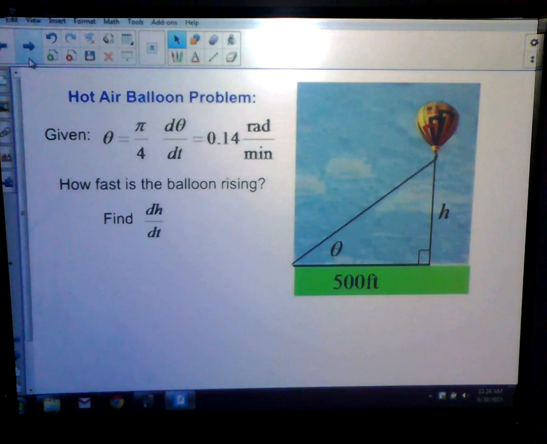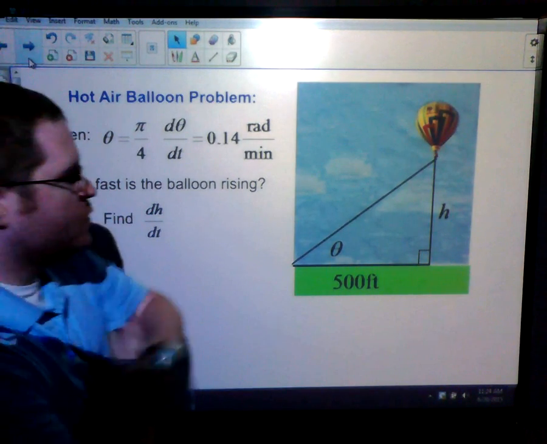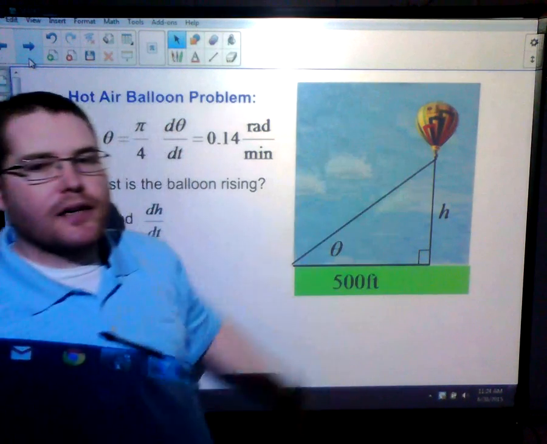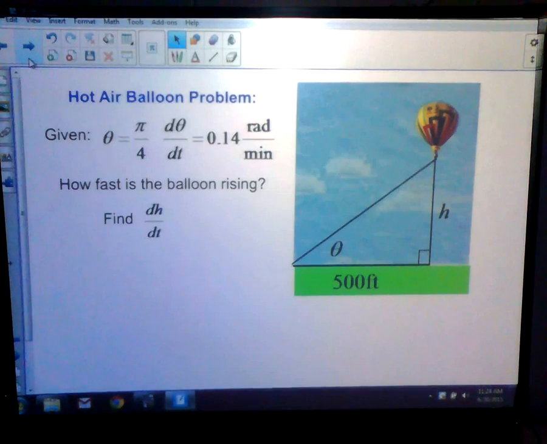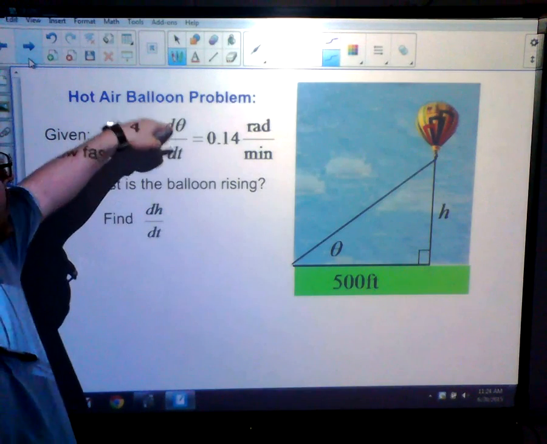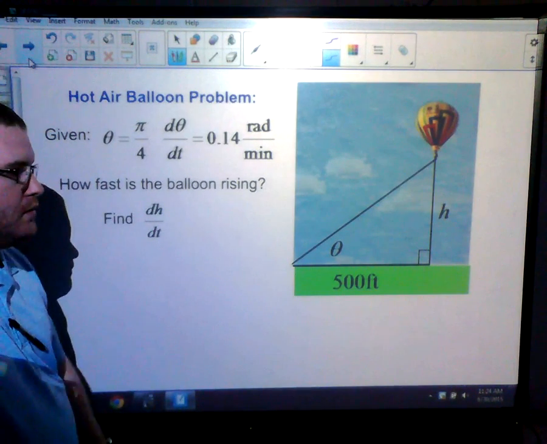Let's go with the harder one. Given that theta is pi over 4 and that d theta is 0.14 radians per minute. So what's happening here is the balloon is going up and the angle is getting bigger. How fast is the balloon rising? In other words, what's dH? Well, I know theta and d theta, and I want dH.